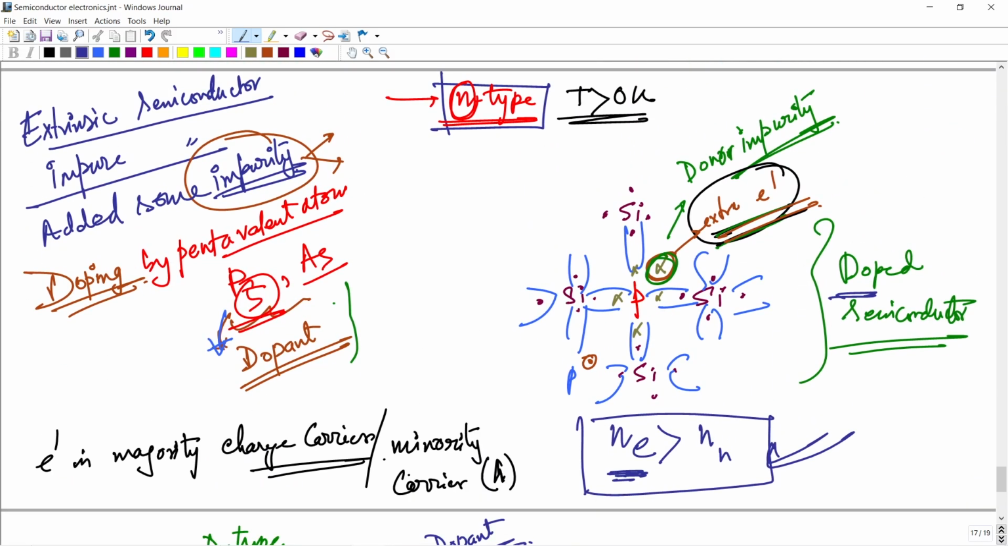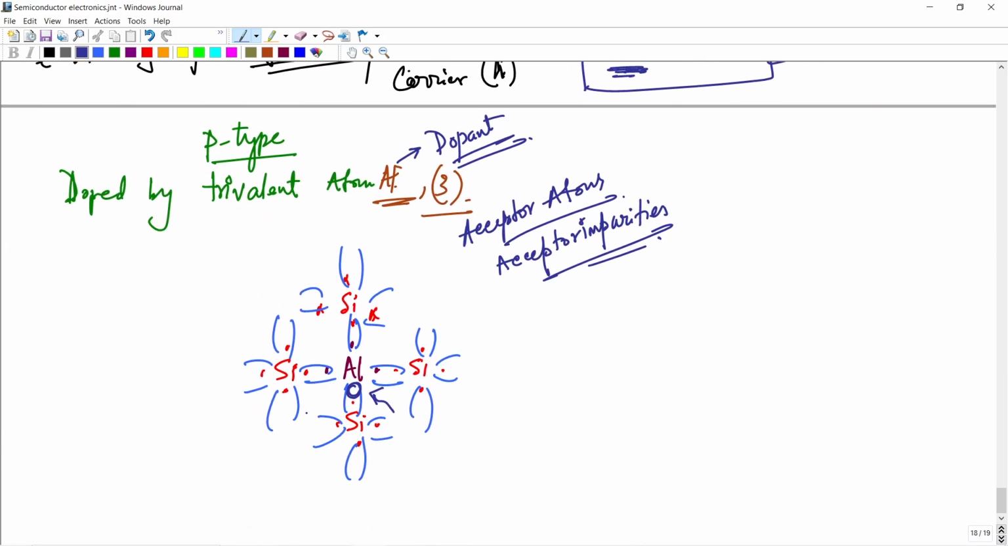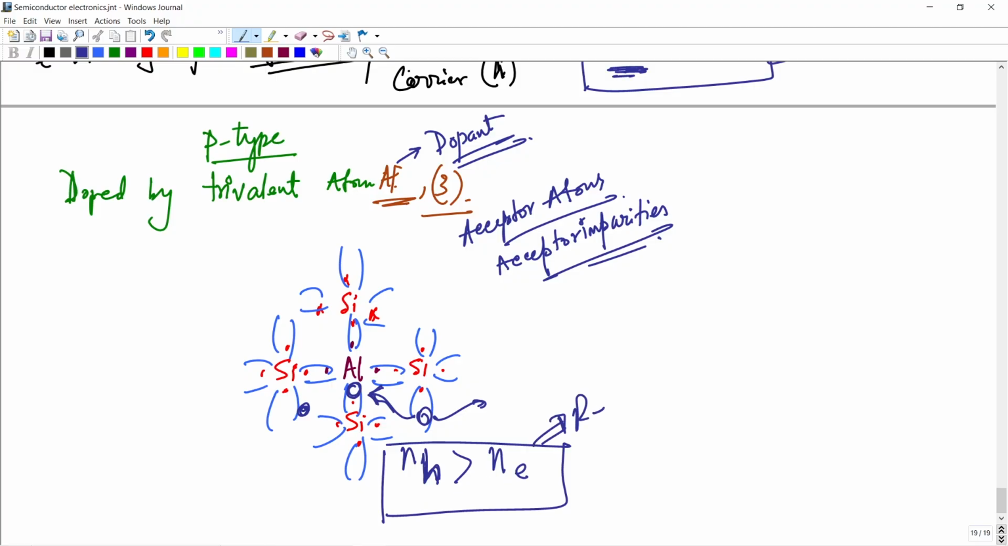Here we see that mainly it is recombination. There is a huge number of holes, and due to thermal agitation an electron breaks a bond and moves in that direction, creating hole flow, and another hole is created. So the number of hole charge carriers is much greater than that of electrons in a p-type semiconductor. Here recombination is very important. That's the p-type semiconductor.